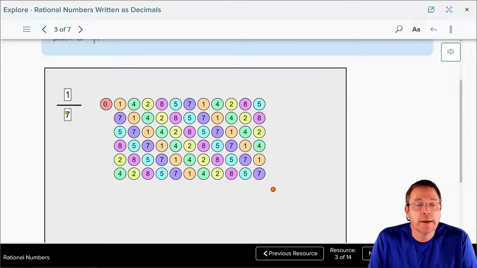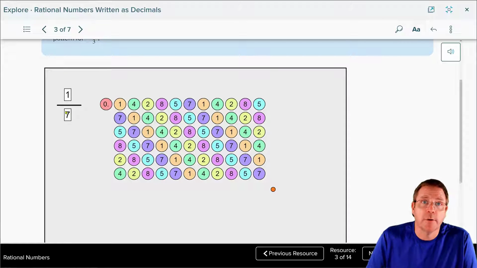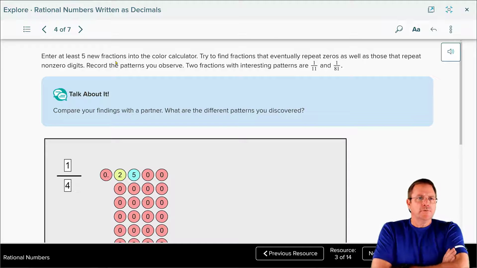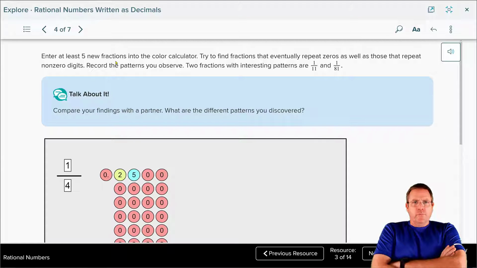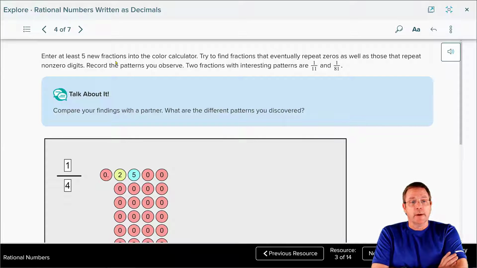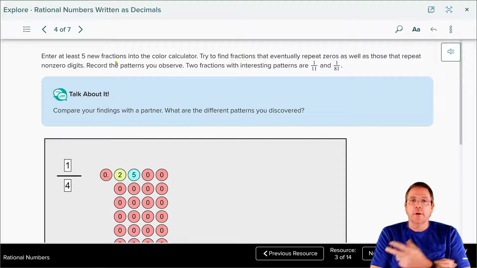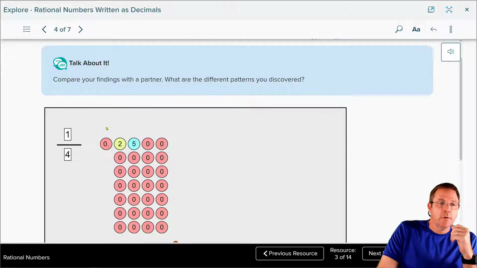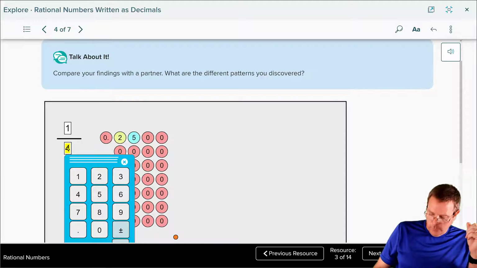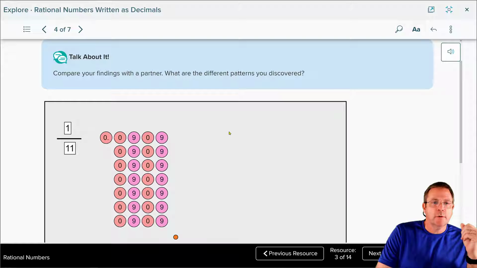And here's the fact, it got written as a fraction. If we can write it as a fraction, it's rational, simply put. Now the instructions say enter at least 5 new fractions into the color calculator and try to find fractions that eventually repeat zeros as well as those that repeat non-zero digits. Record the pattern. So they've got the 1 over 4 here. Two of them that they want us to really look at are 1 over 11. So let's change that to 11.